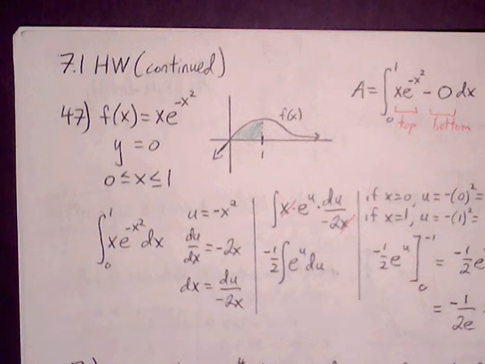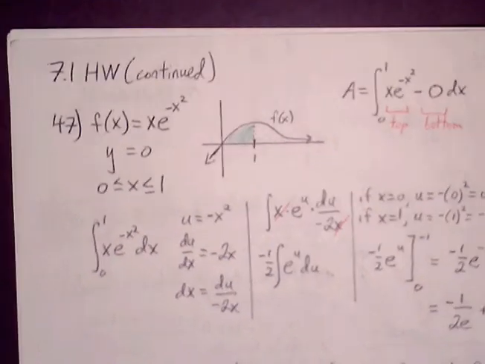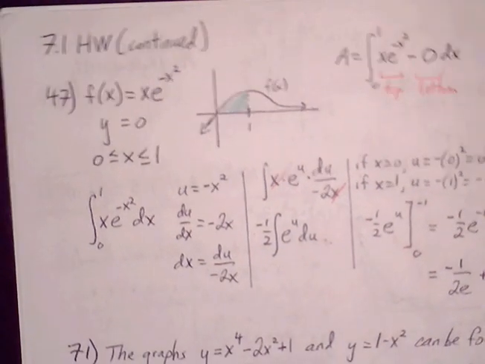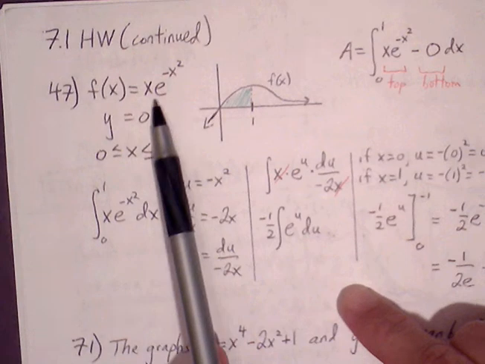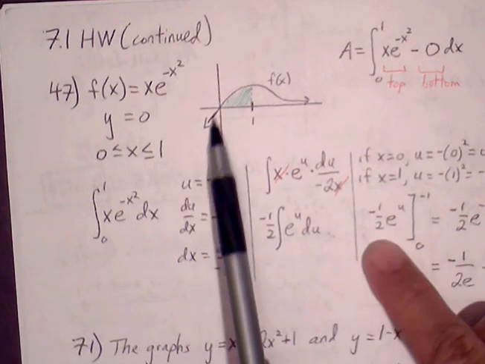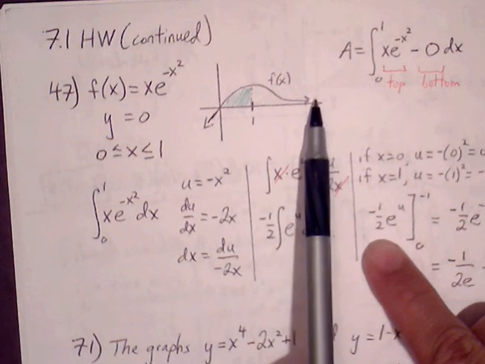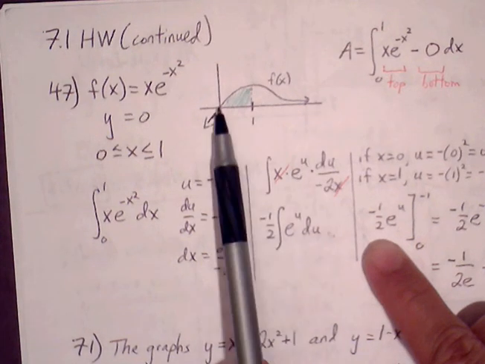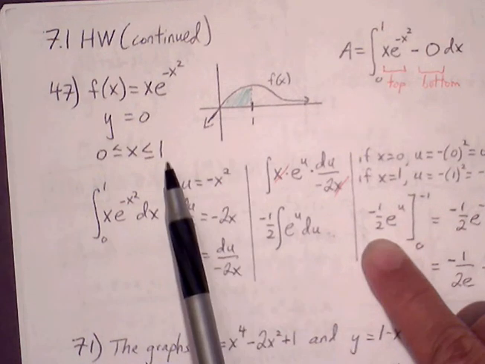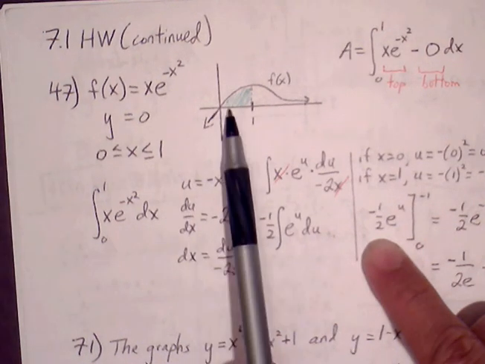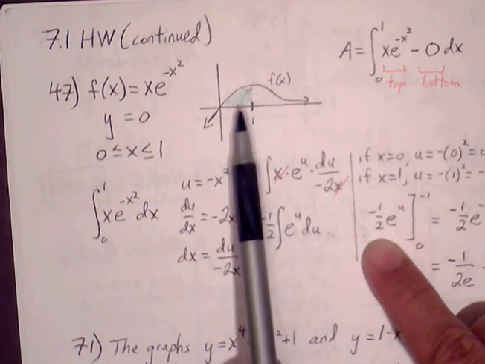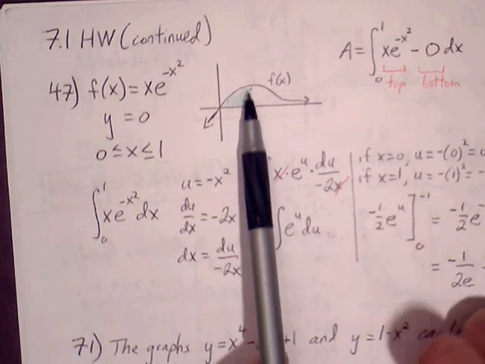These are the last two problems I will cover from 7.1. So let's look at 47. Okay, we have our function x times e to the negative x squared. If you plug it into your calculator, it'll have this graph here. Y equals 0, that is the x-axis. And we are given the interval from 0 to 1. So from 0 to 1, we're looking at finding the area of that shaded region.